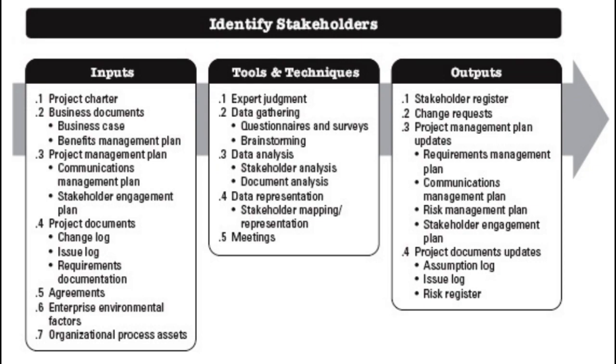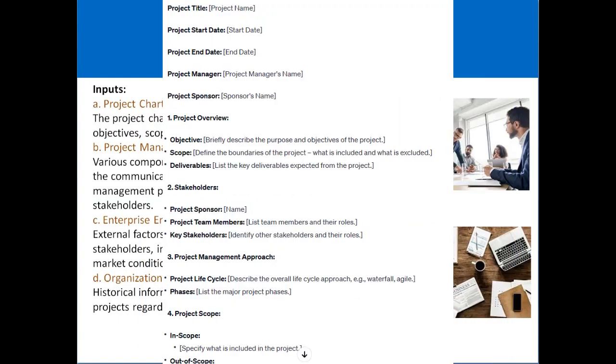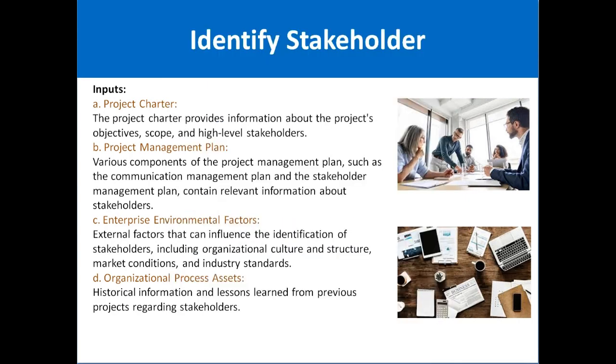Now, the input for the process of identify stakeholders is the project charter. The project charter is a document which describes the objectives, scope, high level stakeholders, and timelines for the project. So it is a very important document. Whenever you are identifying the stakeholders for a project, you must first study the project charter document. Then the project management plan.